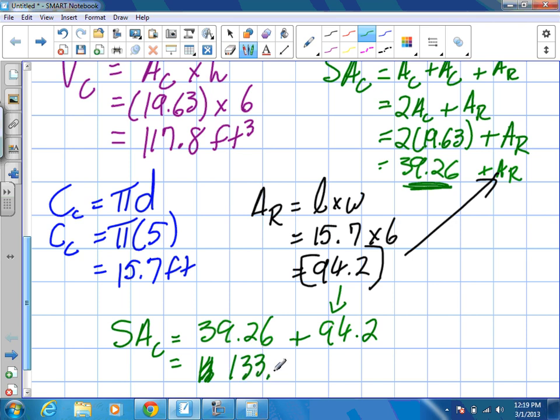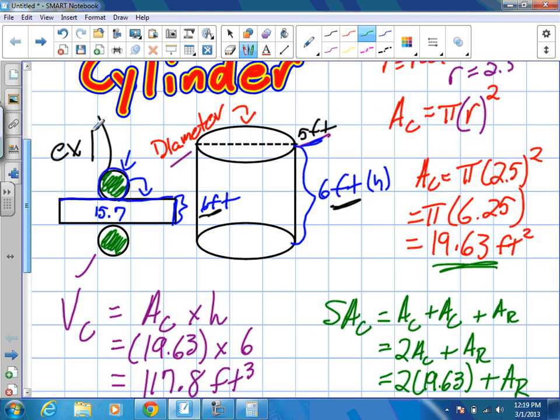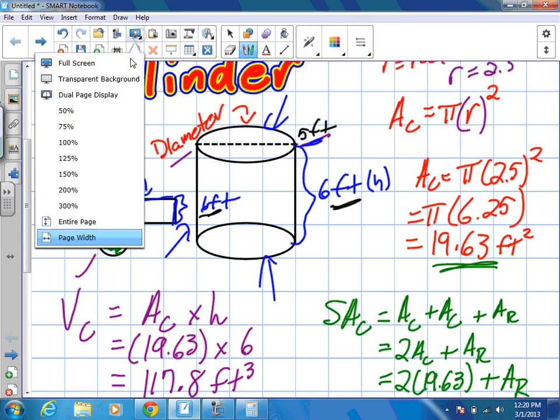Okay, so what are our units of measurement though? We were in what? Feet. And remember, this is surface, what's it called? Area. So what do we put at the end to denote it? Squared. Yeah, we're just adding many areas together. Surface area is taking the area of all the objects, so the circles and the rectangle, and adding them all together. Okay? So there are going to be many objects in three-dimensional figures.